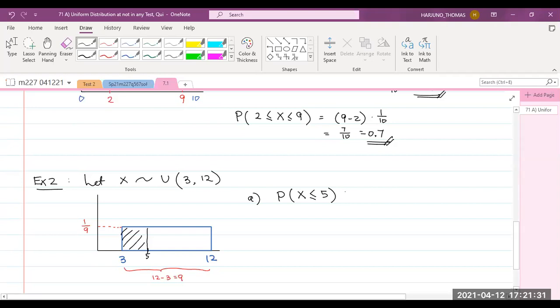Now, then, what is that area? What is the length of the base? From 3 to 5. That's 5 minus 3, right? Times the height, 1/9. So the probability that x is less than 5 will be 2/9.